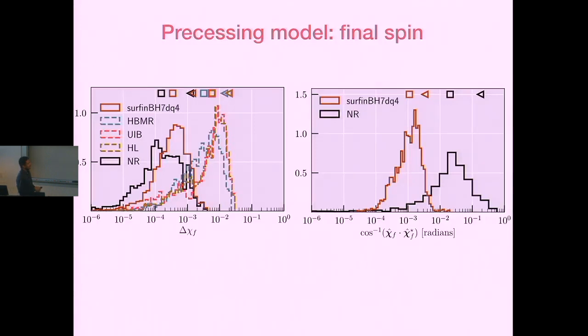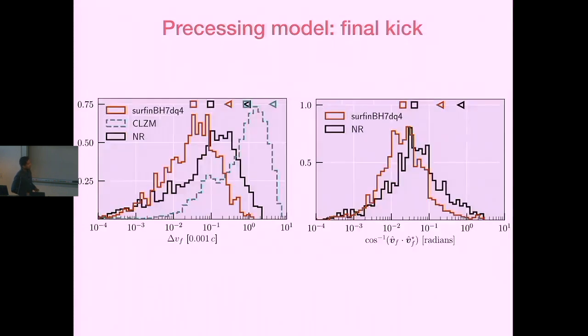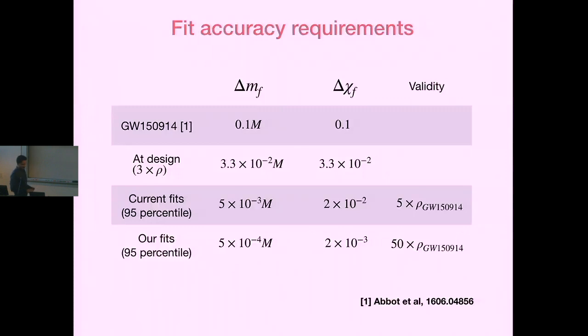Okay, so similarly for the kick velocity, the story is very similar. Surrogate is great. And in interest of time, I'll just skip to the final few plots. So again, you can ask, when do we really care about these kind of more improved models?